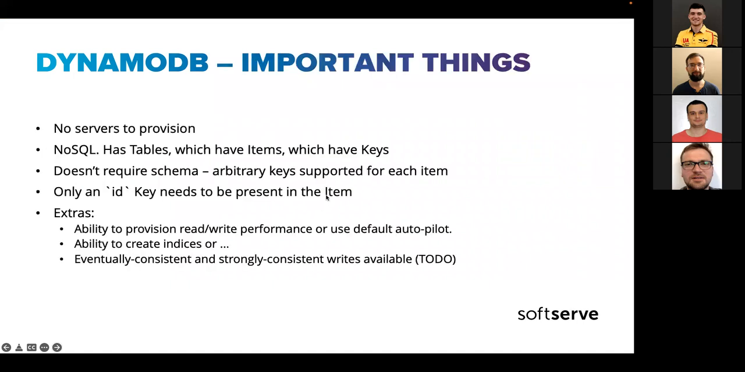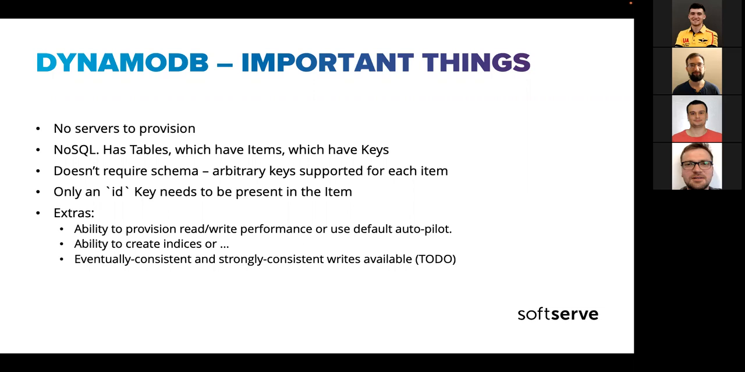All right, so some important things about DynamoDB. As I said, it has no servers to provision. It's a NoSQL database. So as such, it doesn't use SQL, but it has some structure to it, right? So it has tables, in which you have items, in which you have keys. You are not required to provide any schema for the table. You just provide any data that you have or need for now. Only the primary key, or the ID in our case, needs to be present in each of the items.